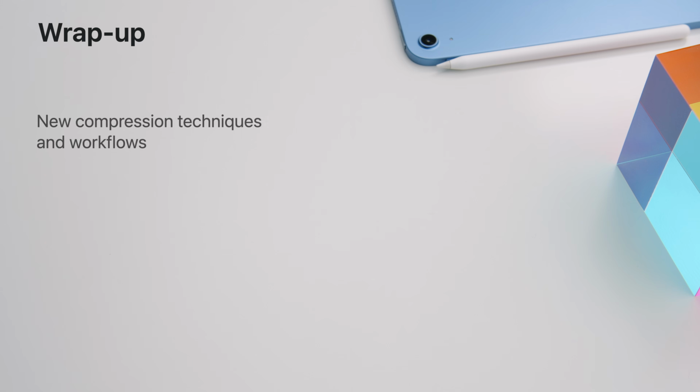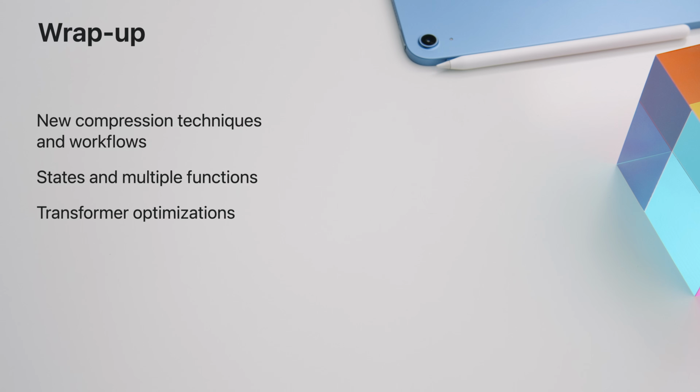To summarize, you can use new model compression techniques and workflows to greatly reduce the size of the model while still achieving good accuracy. It's also straightforward to have models use states and provide more than one function. Bringing large transformer models to Apple Silicon has never been easier. For more detailed information, please check out the Core ML Tools documentation. Thank you.